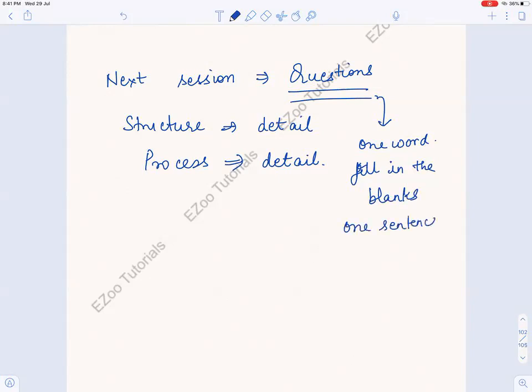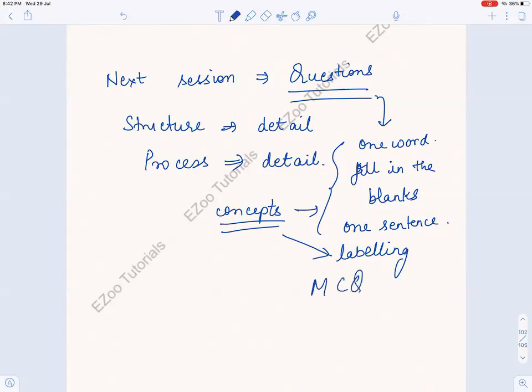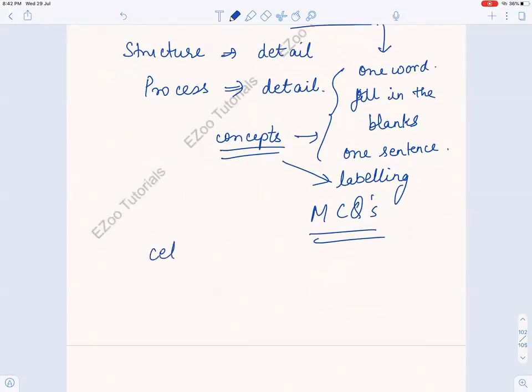Now you'll be thinking, these don't all come in NEET. Yes, but they clear your concepts. I also give you some labeling, because labeling is asked in NEET, and it also clears your concepts. And then obviously we'll be doing MCQs, and then we are done with this chapter. We can celebrate for a while, and then we will go to the next topic that I'm going to take, that is digestion and absorption.